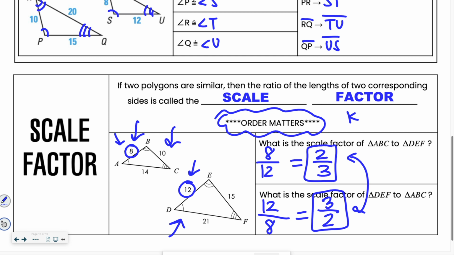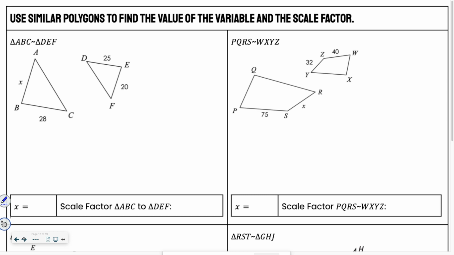All right, let's try some math here, folks. It says use similar polygons to find the value of the variable and the scale factor. So first we want to find x. Now don't forget about your code. Sometimes it's not so easy to tell what side goes with what, so I always like to start with my variable. I'm starting right here, AB, so x. x is on AB. What does AB match? AB matches DE, which is 25.